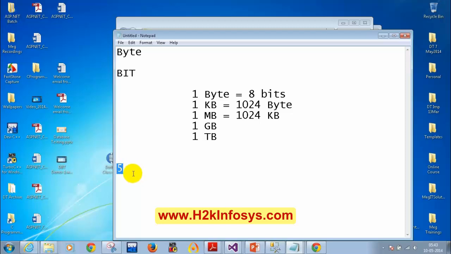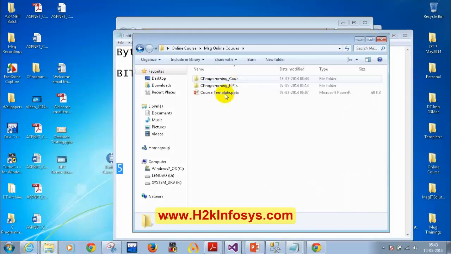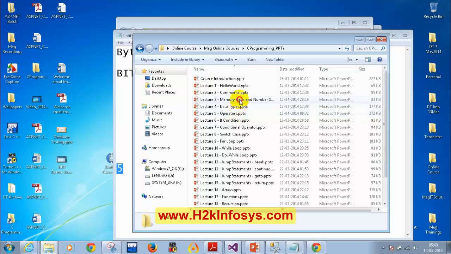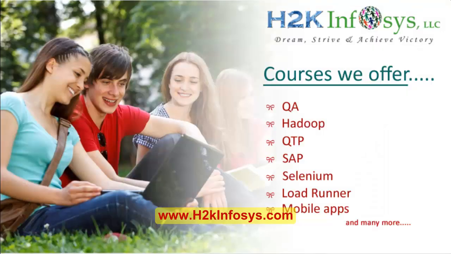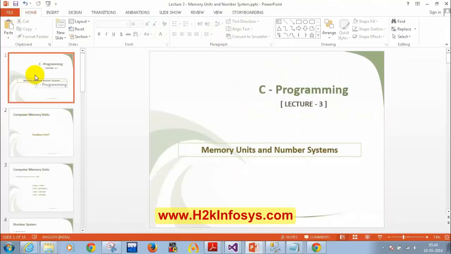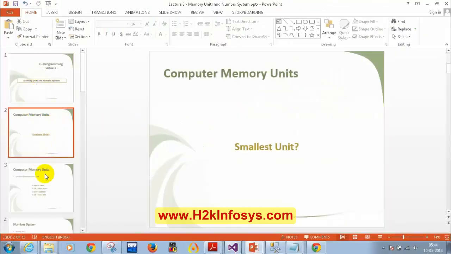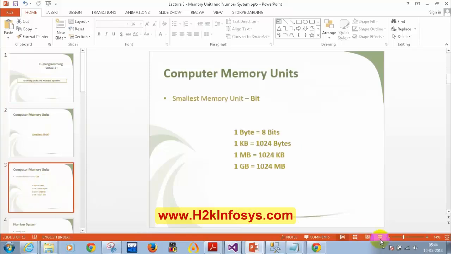Now if I enter 5, which is a decimal number, we need to know how to convert this to binary. I'll show how to convert it. I have a small PPT, so I'll be opening that. You're seeing this. I have done this for C programming, but still memory units are the same in all.